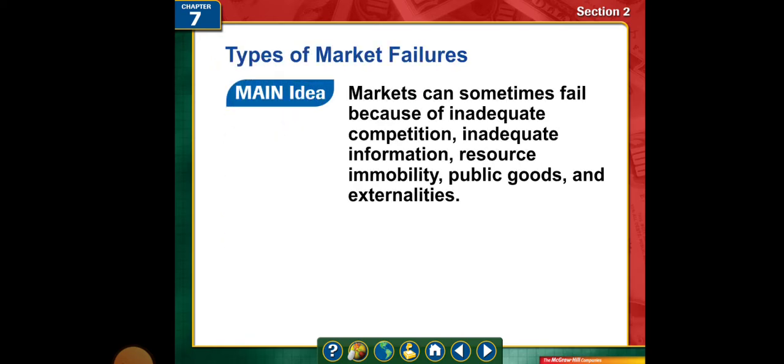So, types of market failures. Main idea we're going to discuss: markets can sometimes fail. Why? I want you to study the main reasons very well: inadequate competition between the producers, inadequate information, where the information is imperfect or isn't sufficient for both the consumers and the producers, resource immobility, and public goods and externalities.